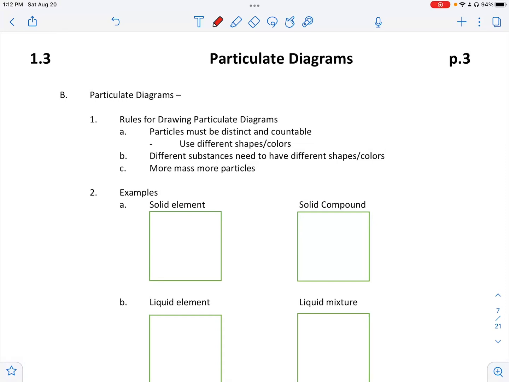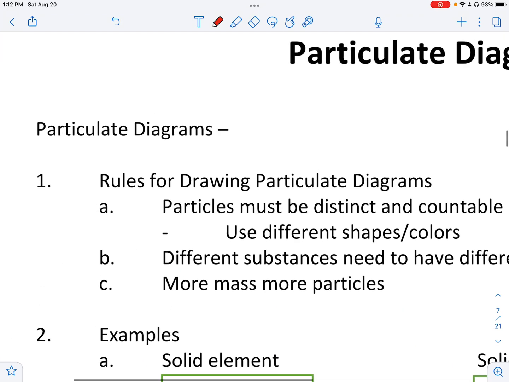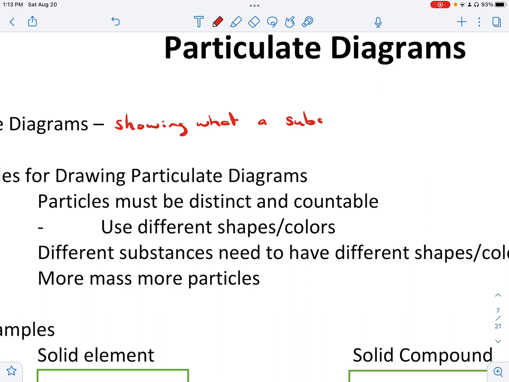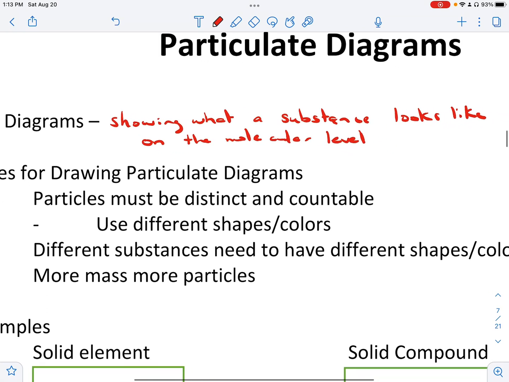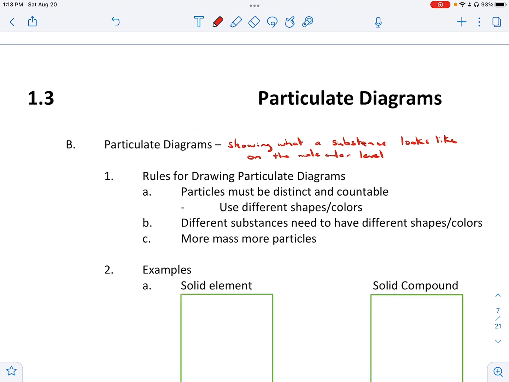We have 1.3 particulate diagrams today. All right, so our particulate diagrams, this is probably going to be completely new for all of you, but particulate diagrams are ones that show, like if we could see it on a molecular level, this is what we would see. So we are showing what a substance looks like on the molecular level. Now, like I said, this is probably going to be new for us, but I don't think it's that hard. We just have something new, so there's that.